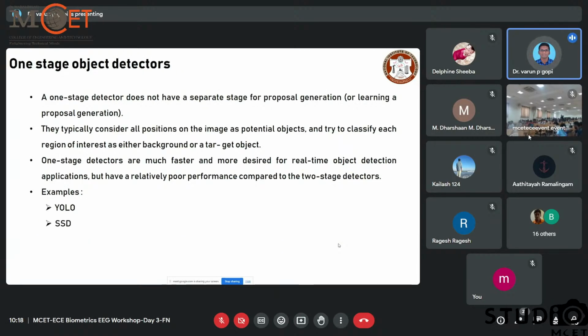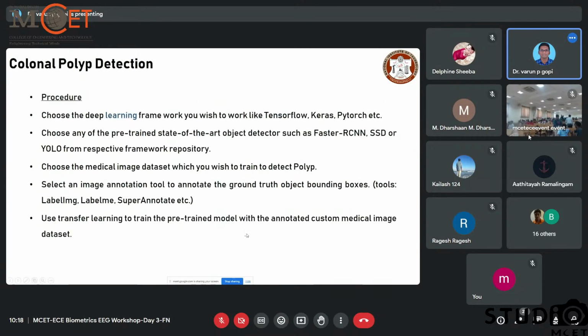When we come to the one-stage detector, it does not have a separate stage for proposal generation or for learning. It simply does the classification of objects in a single step. It is identifying whether it is a background or foreground object. That is the idea behind this. The examples are YOLO and SSD.